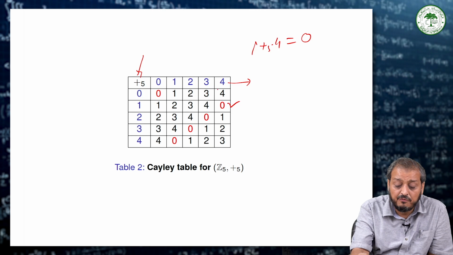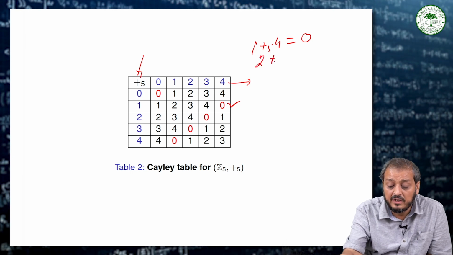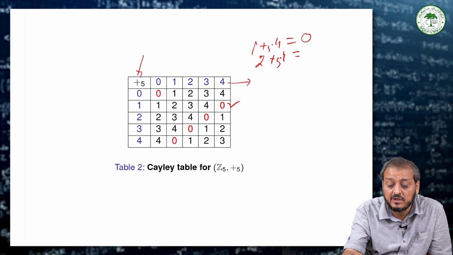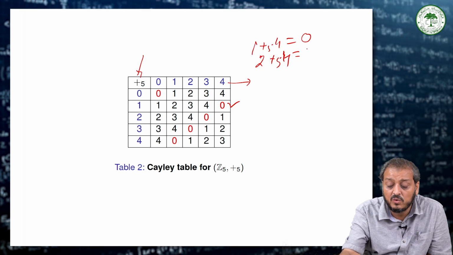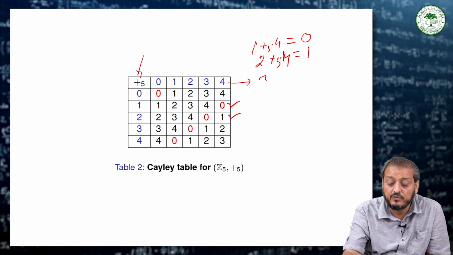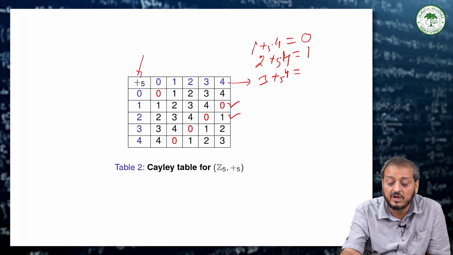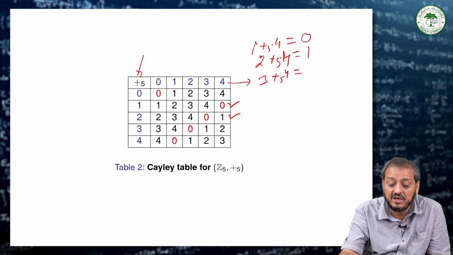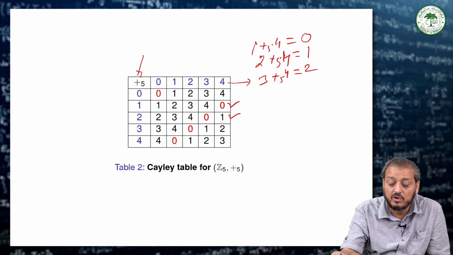And again we take 2 plus 4, then we take 2 under addition modulo 5 with 4, which is equal to 6. Then we divide, and the remainder is 1, so this is equal to 1. Now 3 plus 4, we take 3 under modulo 5 with 4, which is equal to 7. When divided by 5, the remainder is 2.